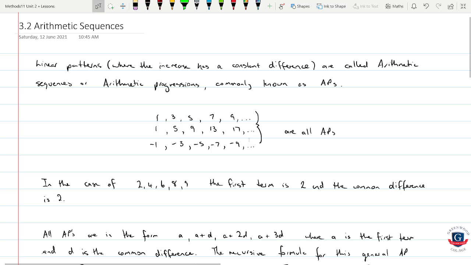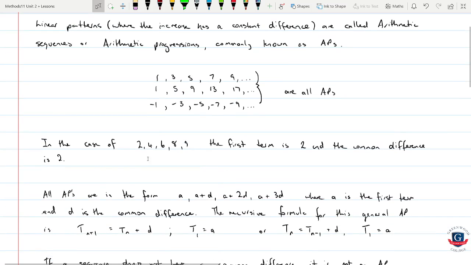1, 5, 9, 13, 17, going up by 4 each time. It has a constant difference, so it is an AP. Going down by 2, going down by 2 each time has a constant difference of negative 2.